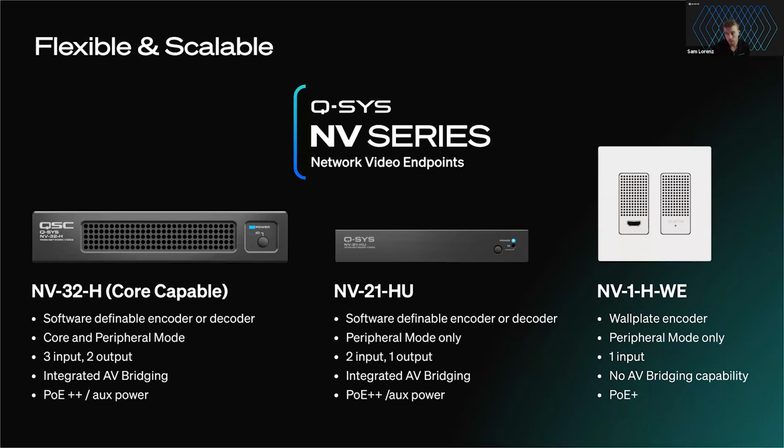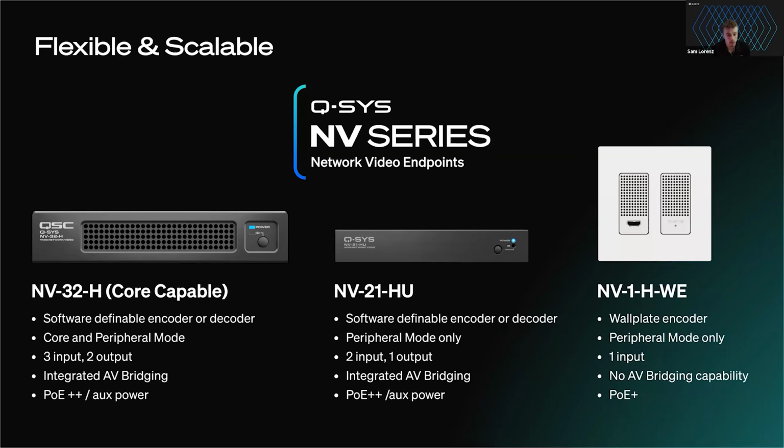So this is our full NV lineup here. You got the 32 that is core capable, which means it can be a peripheral or a core or both if you have the extra streaming license. Again, a little recap on that is 332, so 3 in, 2 out, has the USB-B for your AV bridging, and then it is PoE++ at 90 watts, or you can locally power it.